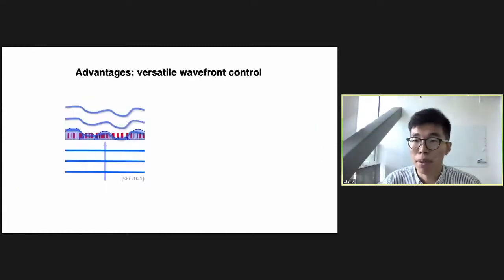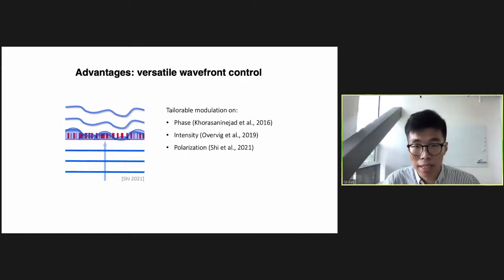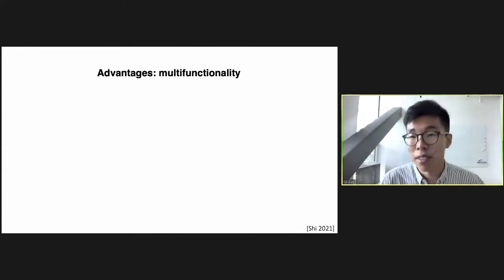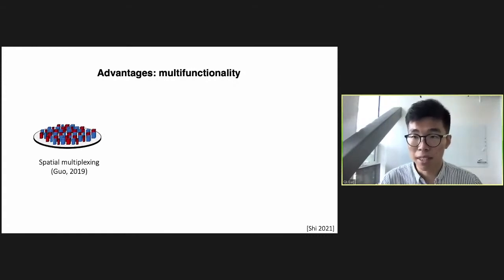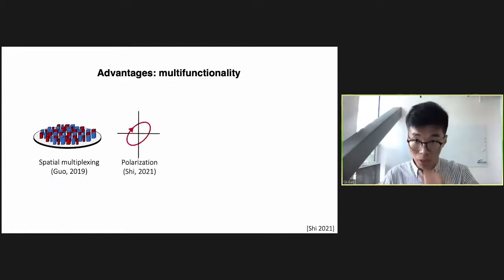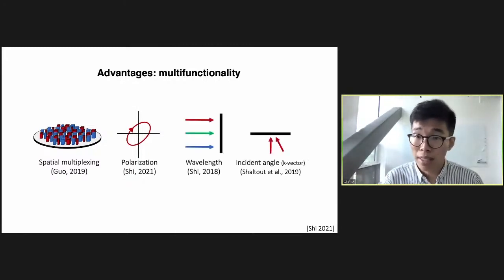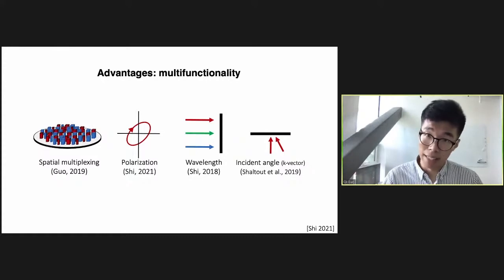Second, metasurfaces can provide versatile wavefront control. By designing specific shapes of the nanostructures, we can achieve tailorable modulation on the phase, intensity, polarization, dispersion, and incident angles of the incoming wave. Third, metasurfaces provide incomparable multifunctionality. For example, we can design metasurfaces that do spatial multiplexing of different modulation functions, or design different modulation functions for different polarization, or wavelength, or incident angles on the same piece of device.